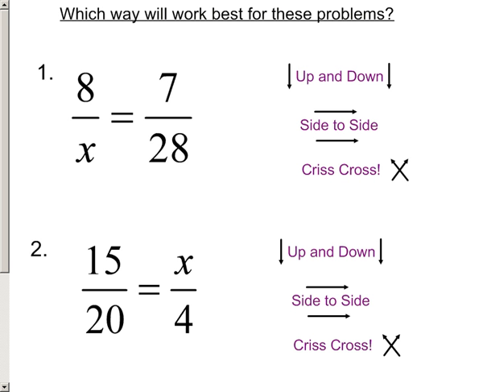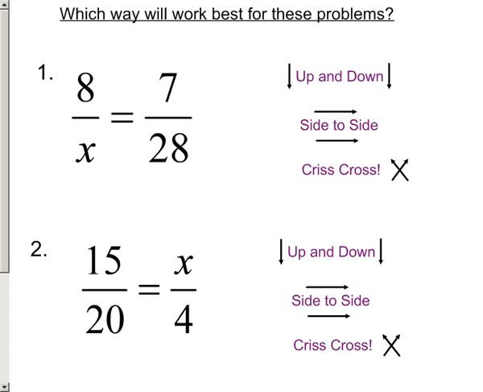All right? I want us to look at these three problems. We're going to decide which of these three strategies we think is going to work the easiest, and we will circle that and then go ahead and solve. Here's our first, 8 over x equals 7 over 28.